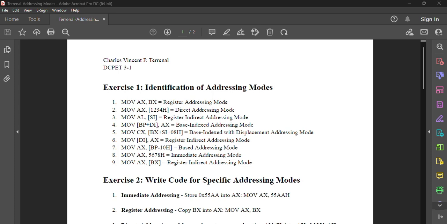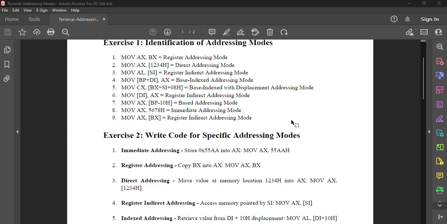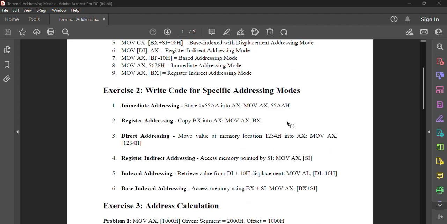6, register indirect addressing mode. 7, based addressing mode. 8, immediate addressing mode. And 9 is the register indirect addressing mode. Now let's move on to exercise number 2.